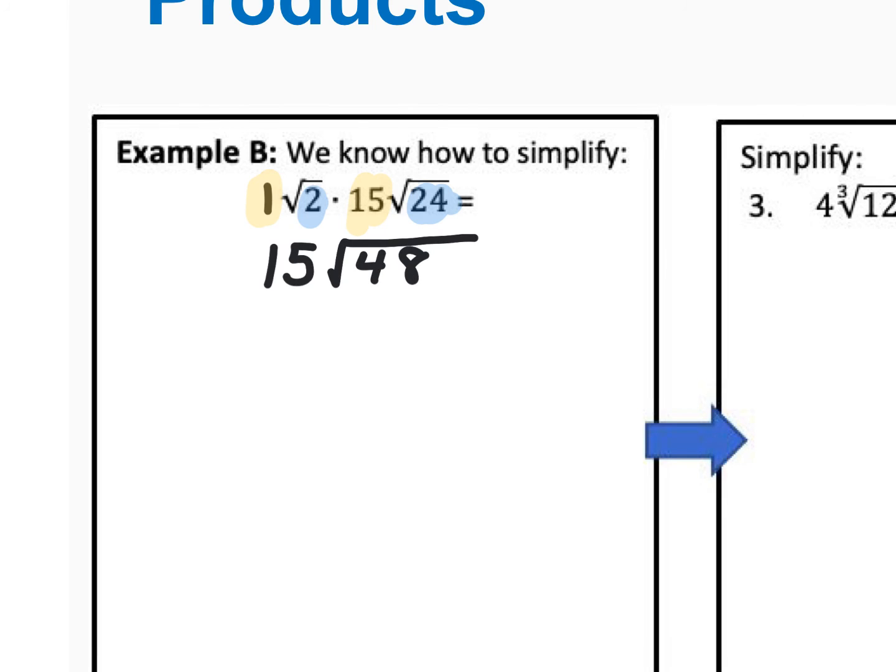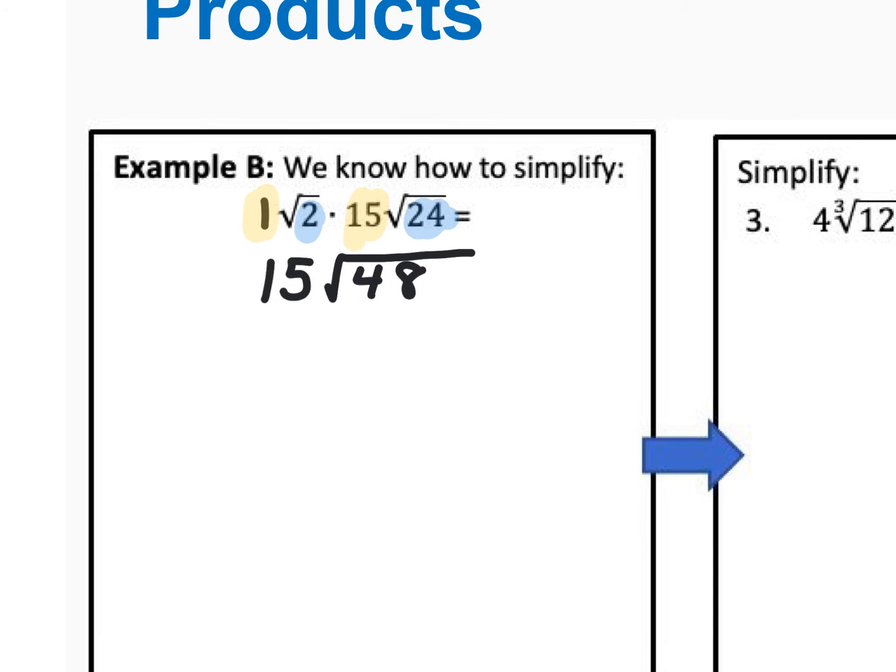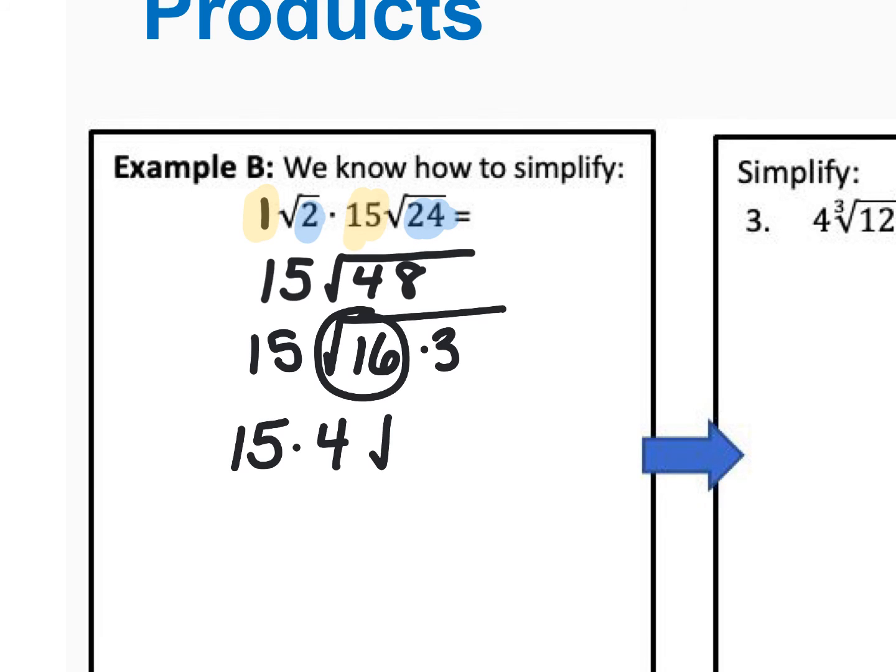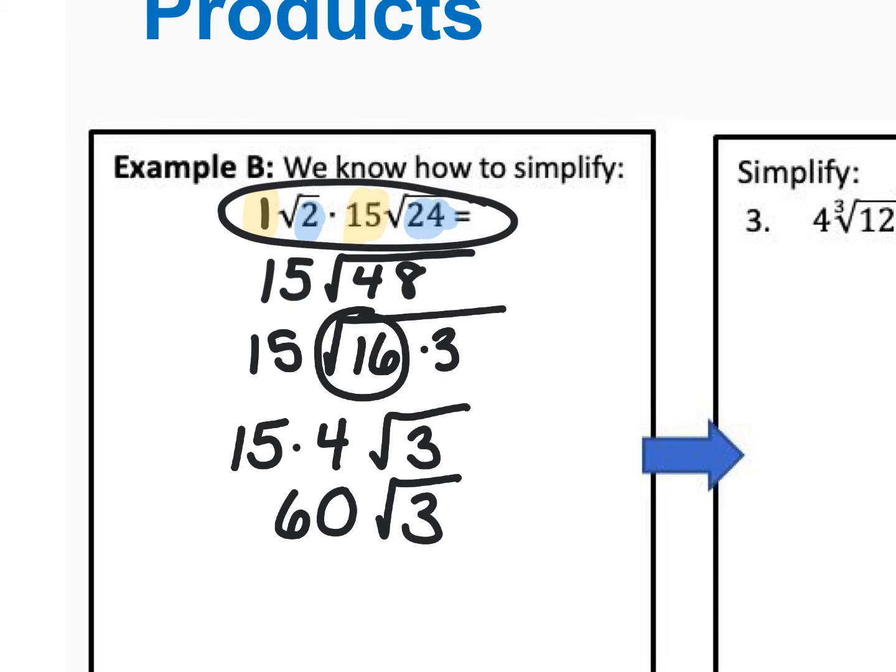And now I'm going to break down 48. So we just a few seconds ago saw that 16 goes into 48 3 times. So I'm going to take the square root of 16, this part would become 4. So 15 times 4 on the outside, root 3 on the inside, which would give me 60 times the square root of 3. Now again, if you type the original expression into your calculator just as you see it, and this answer, you'll get the same decimal. Of course, you still have to take a look at the radicand right here and make sure that there are no perfect squares other than 1 that would go into 3.